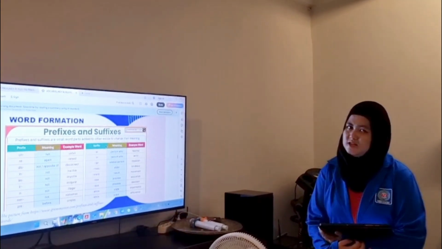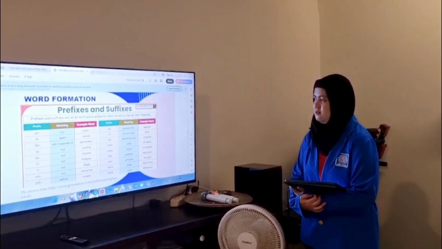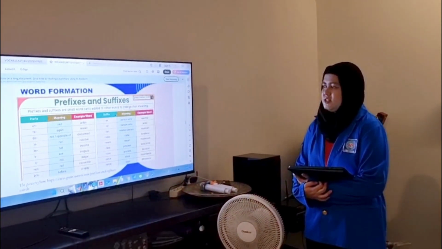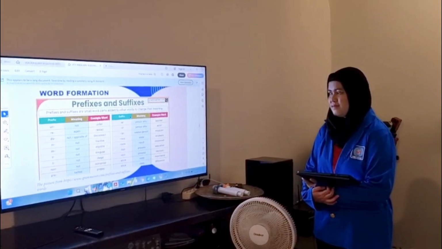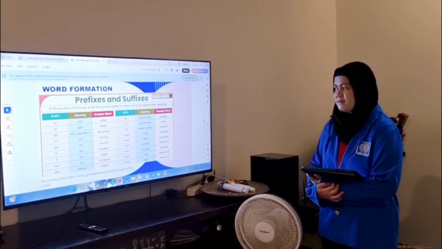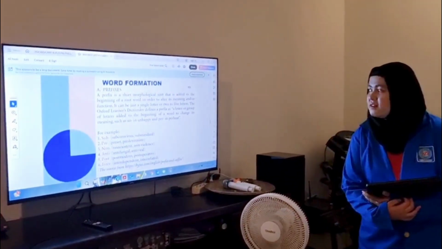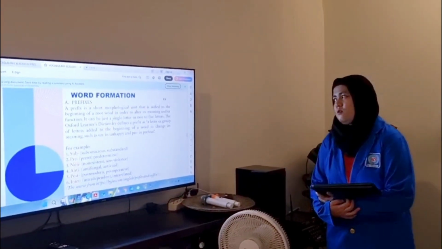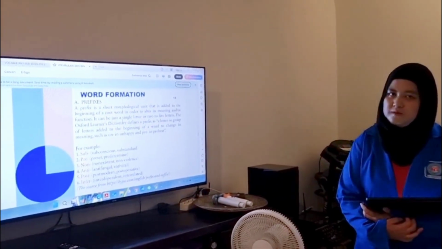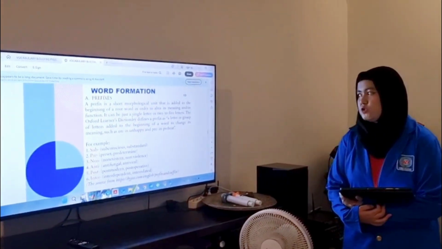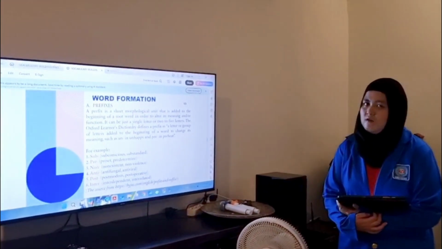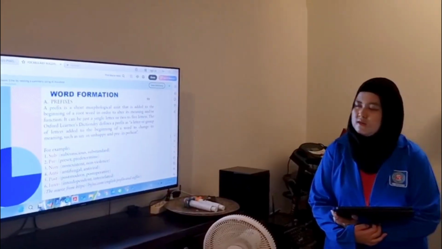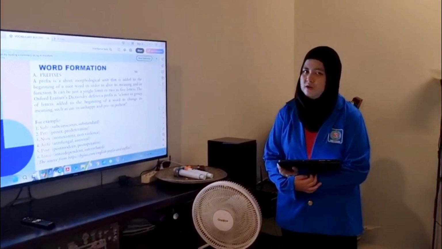And for the next agenda is word formation. There are two things from word formation. The first one is prefixes. A prefix is a short morphological unit that is added to the beginning of a root word in order to alter its meaning and or function.